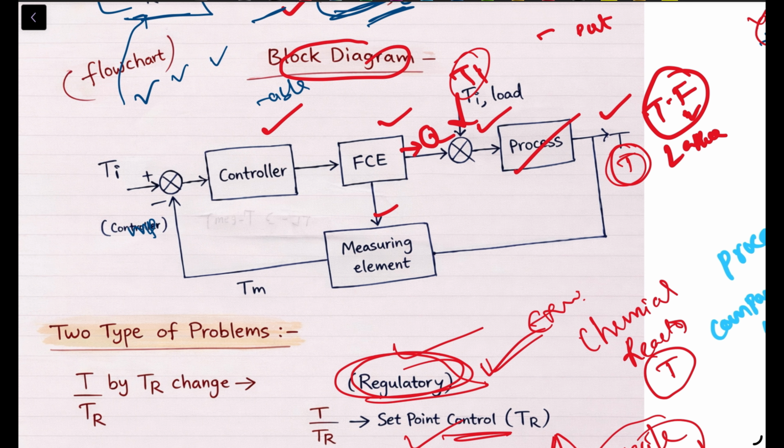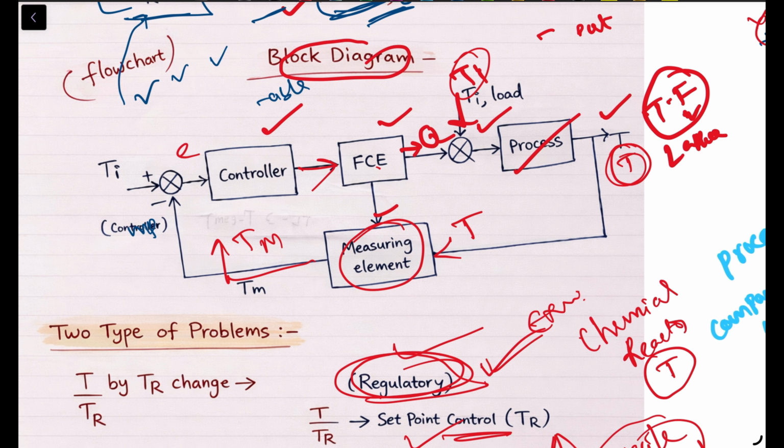Then for the measuring element, what is the input? The input is the process temperature T, and the output is the measuring signal Tm. So we should develop a transfer function for this measuring element. Then for the controller, the input signal is the error E, and the output is the control signal.